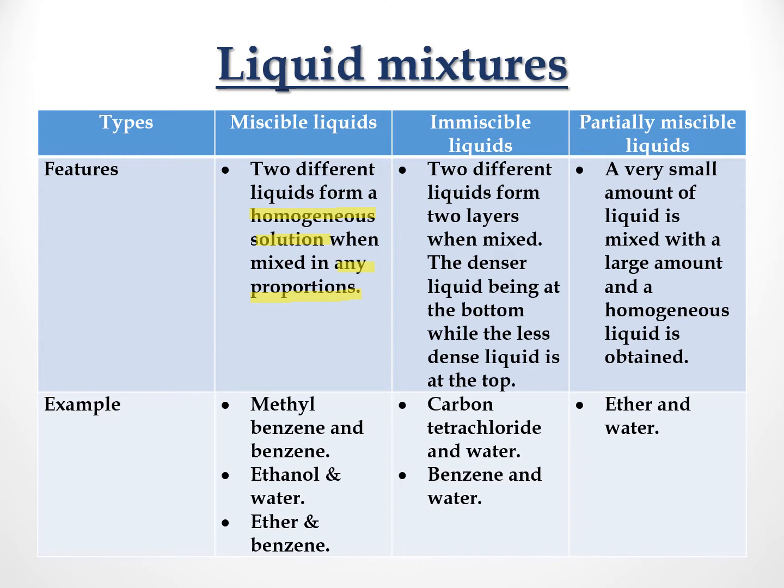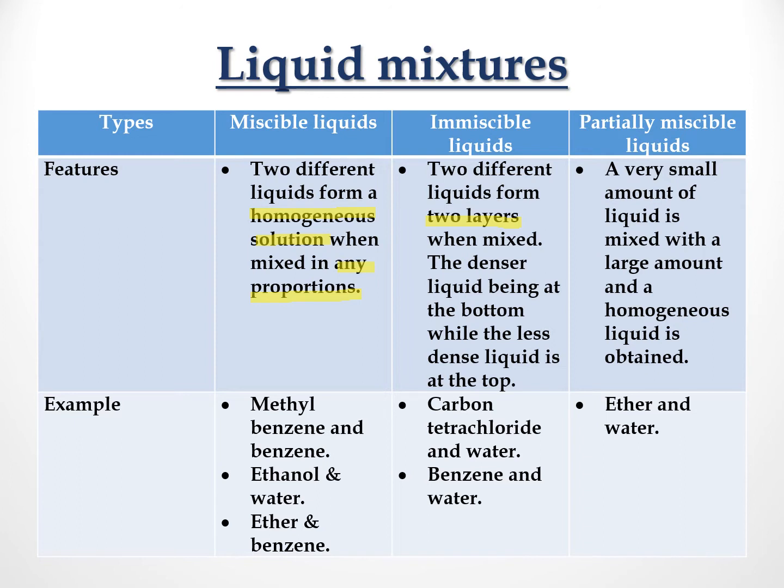Next, we have immiscible liquids. It is formed when two different liquids form two layers when mixed. The denser liquid will be at the bottom, while the less dense liquid is at the top. For example, we have CCl4 and water, benzene and water.